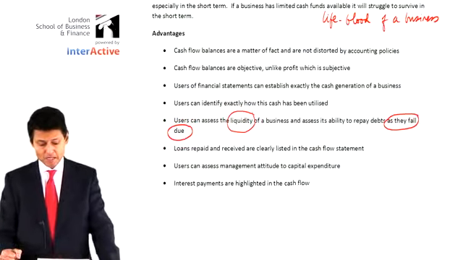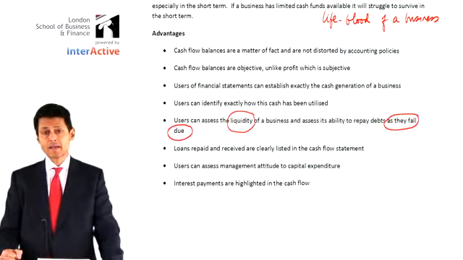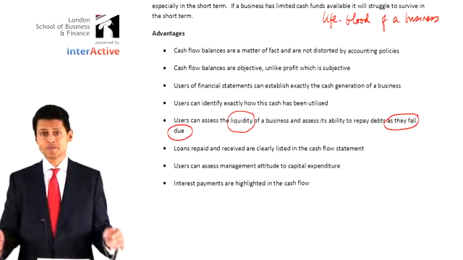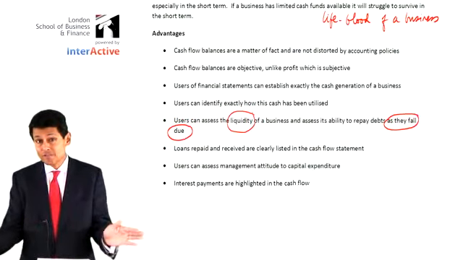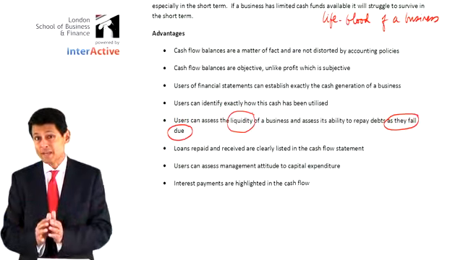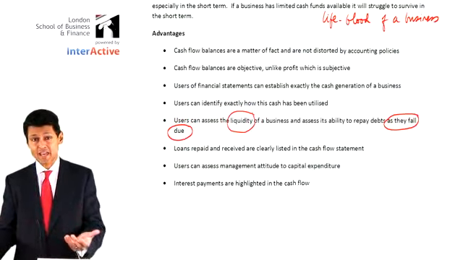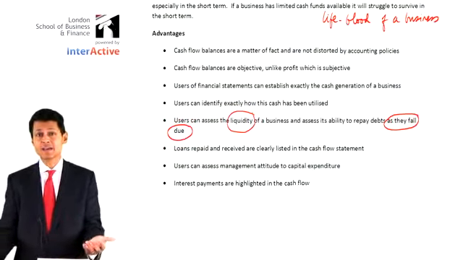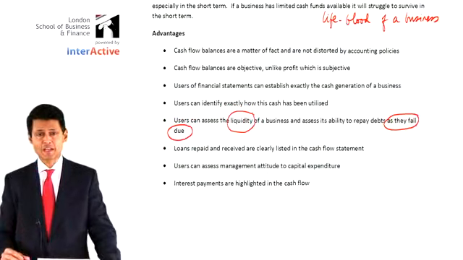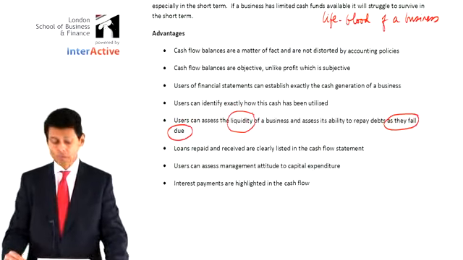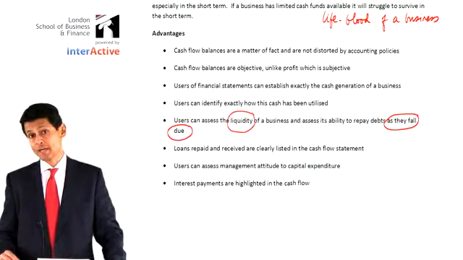Users can assess management attitude to capital expenditure. Are they in a situation of contraction? That is to say, are they selling off plant and machinery and not replacing it? Are they selling off a factory, say? Have they sold off a factory this year to help with their liquidity situation because they're short of cash? That kind of thing. So what is the management attitude to things like capital expenditure?